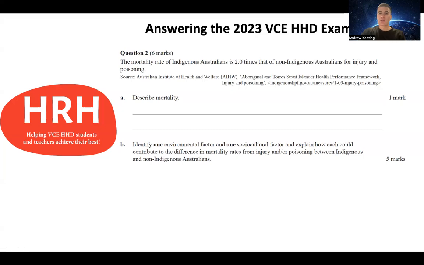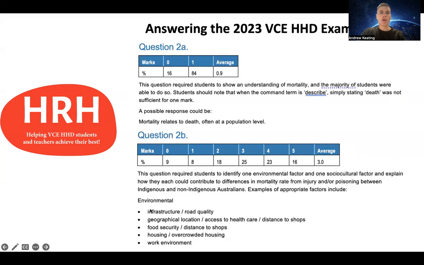Obviously, then you're having to link whichever factors you've chosen into how they might contribute to this information provided here about Indigenous Australians being twice as likely as non-Indigenous Australians to have that higher mortality rate for injury and poisoning. So let's have a look at what the examiner's report said.